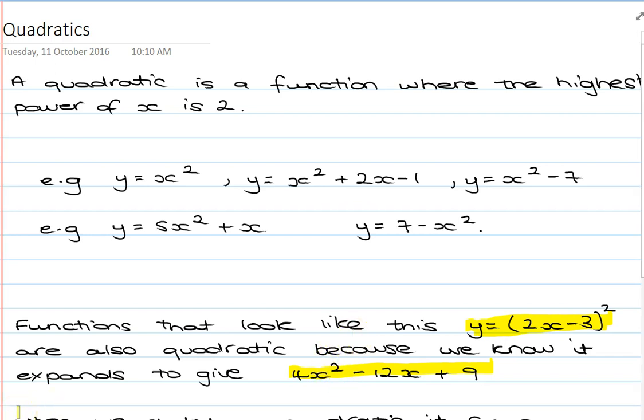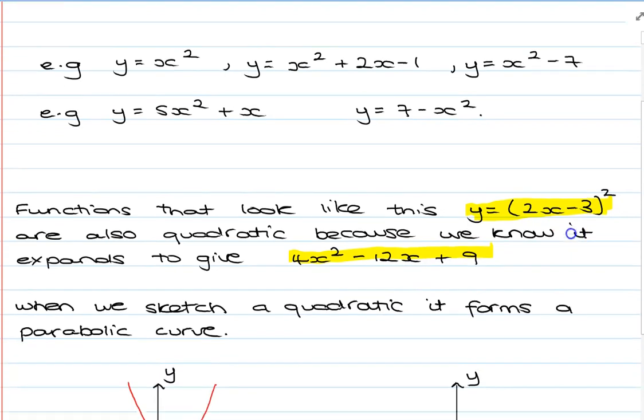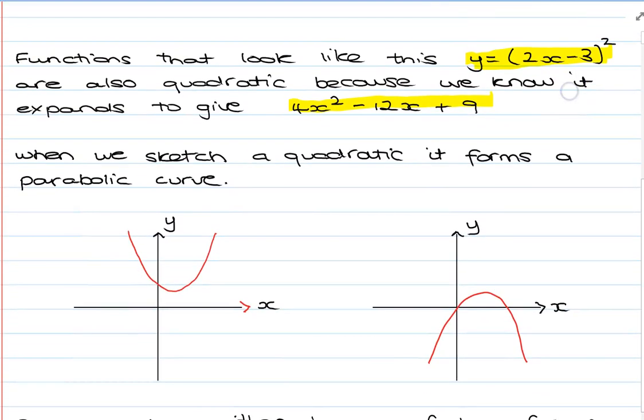Now let's think about what quadratics look like visually. When we sketch a quadratic, it forms a parabolic curve. There are two forms. I call the first one a positive. So this one is a smiley face where we have a minimum point here. And the second one is a negative quadratic, which I call an unhappy face. And obviously this has a local maximum, and this is what we call the turning point.